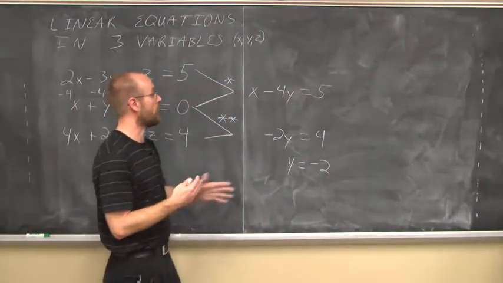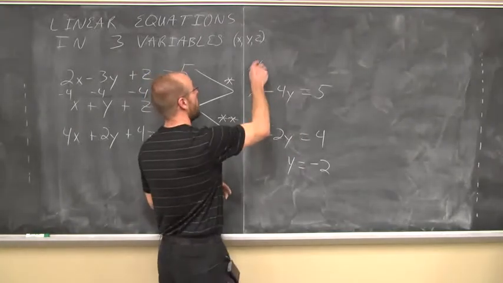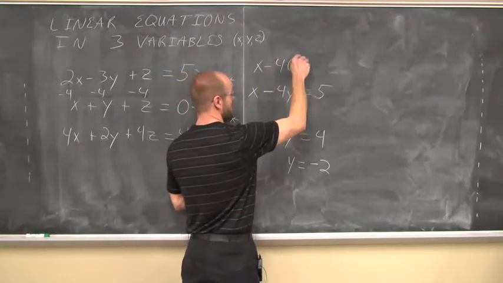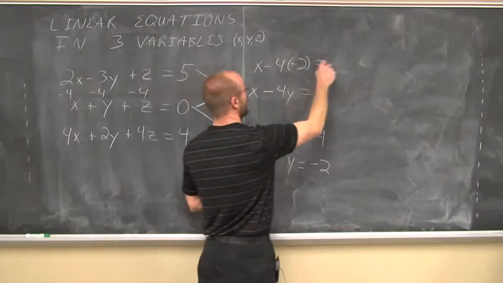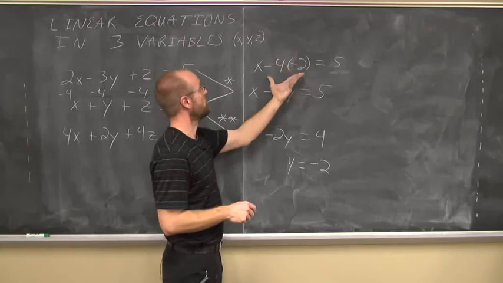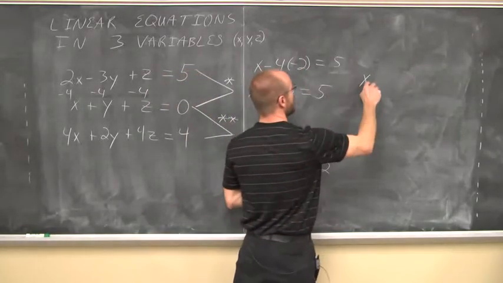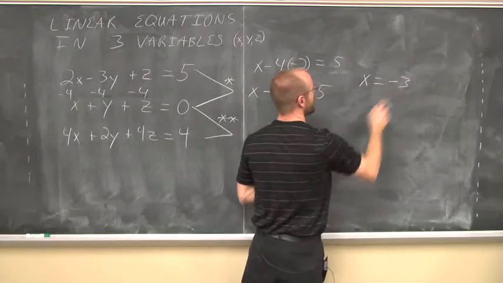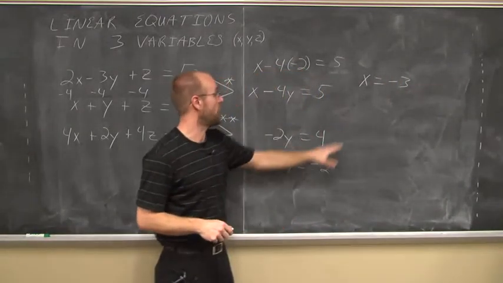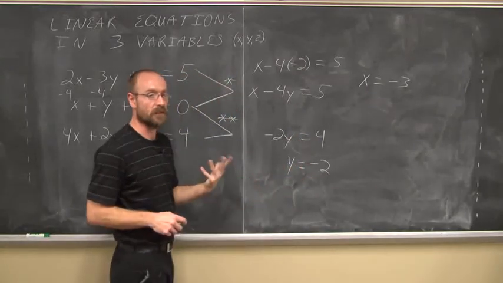Now I can work it backwards, and I can find out what x is. Plug y in. Substitute. x minus 4 times negative 2, my y value, equals 5. Well, negative 2 times negative 4 is a positive 8. Subtract 8 from both sides. I get x equals negative 3. So now I have a y value. I have an x value. The only value I'm missing at this point is a z.